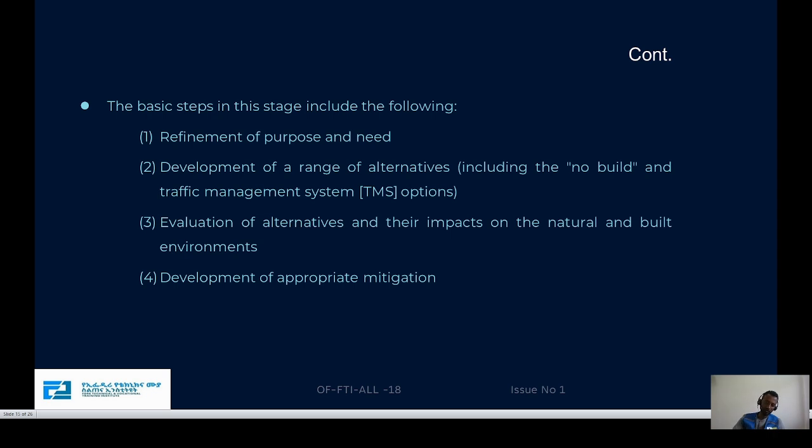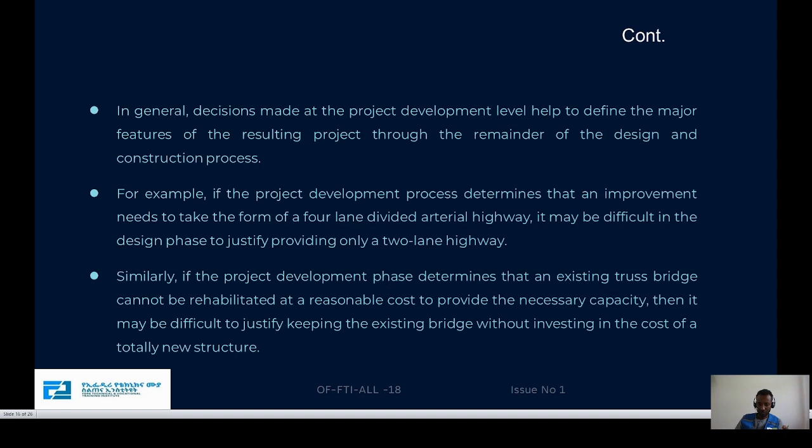Evaluate the alternatives, and lastly develop appropriate mitigations. Select one alternative. For example, widening the lane is better to increase the capacity as well as the flow, and the cost is aligned with the funds. So in general, decisions made at project development help us define the major features of the resulting project through the remaining design and construction procedures.